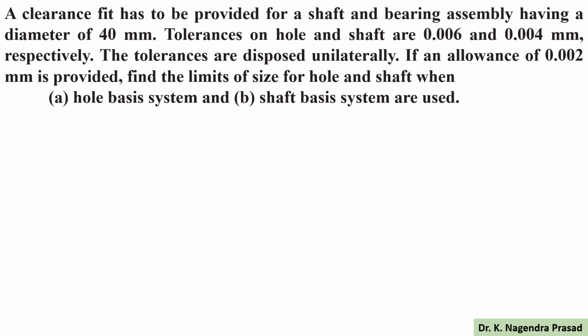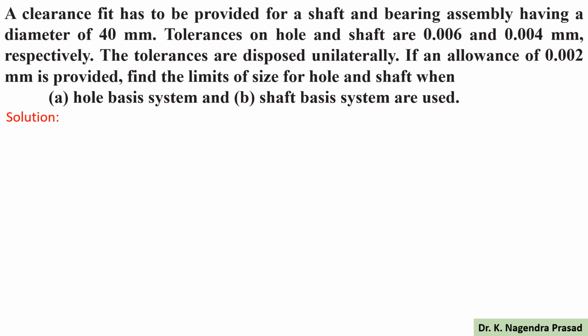Let's see the problem. A clearance fit has to be provided for a shaft and bearing assembly having a diameter of 40 mm. Tolerances on hole and shaft are 0.006 and 0.004 mm respectively. The tolerances are disposed unilaterally if an allowance of 0.002 mm is provided. Find the limits of size for hole and shaft when hole basis system and the shaft basis system are used. Let's see the solution.